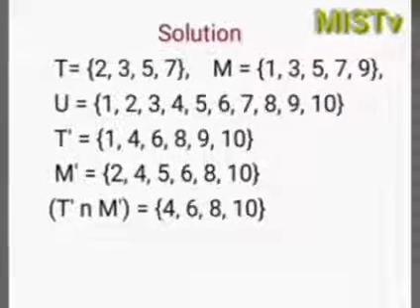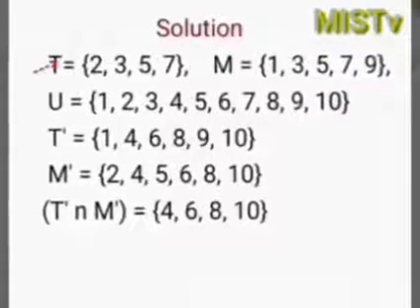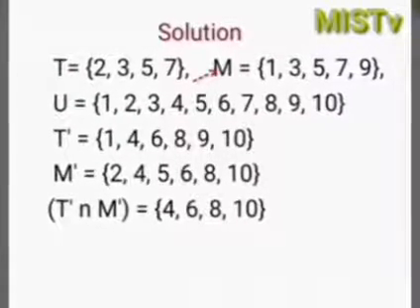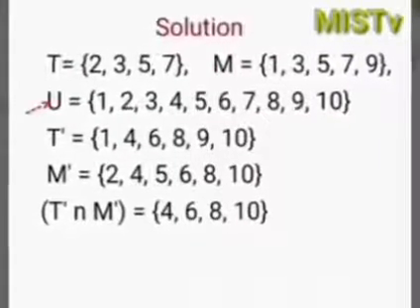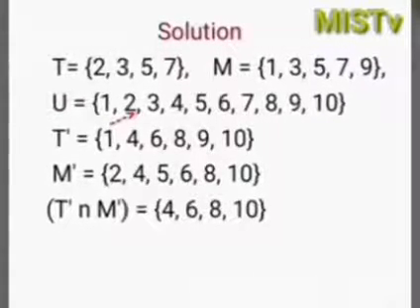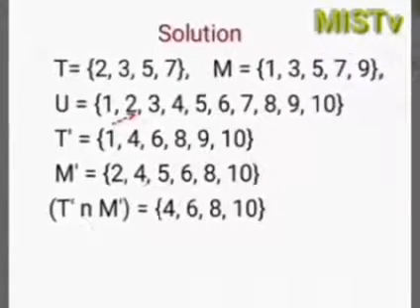Solution. The set T is a set of prime numbers. The set M is a set of odd numbers. And the set U is called the universal set. It contains elements that are greater than 0, less than 10, or equal to 10.